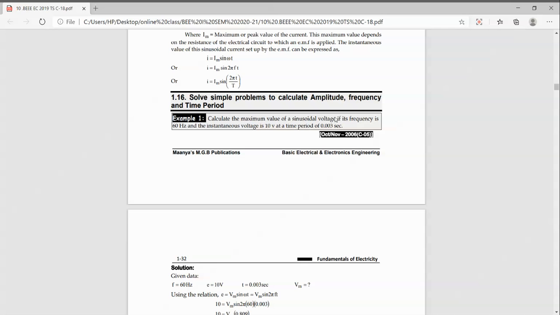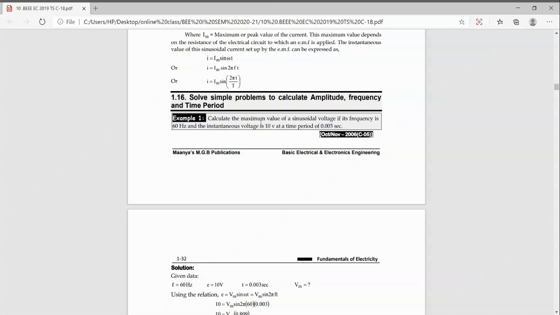Here we have some problems on amplitude, frequency, and time period, and we have to solve them. We will see one problem: calculate the maximum value of a sinusoidal voltage if its frequency is 60 hertz and the instantaneous voltage is 10 volts at a time of 0.003 seconds. So here we have to calculate the maximum value, that is Vm.